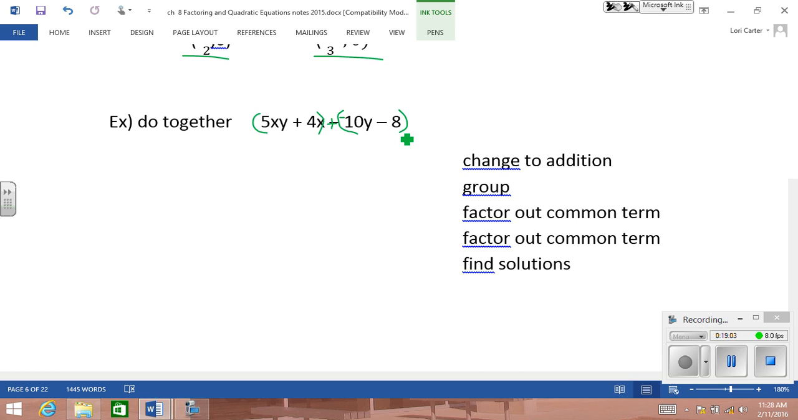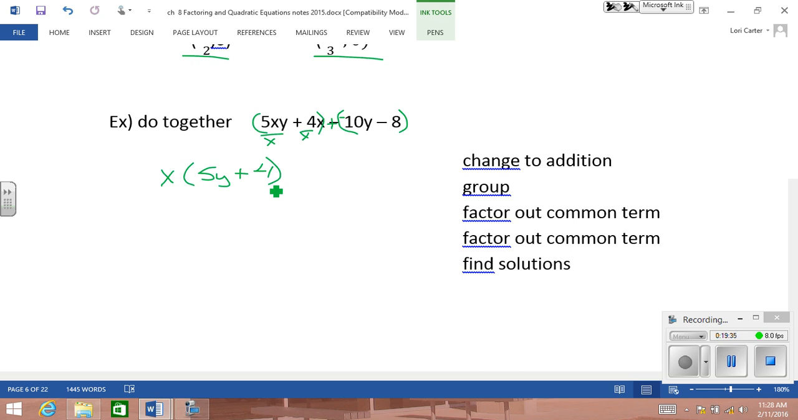Okay, what do the first two have in common? An x. So I'm gonna divide this guy by x and this guy by x. So where does he go? 5y in the front, and then I have 5y plus 4x, 4. Good. Okay, now I'm on to where? 2. Not quite. Close. What kind of 2? Negative 2, because it's a negative 10 and a negative 8.